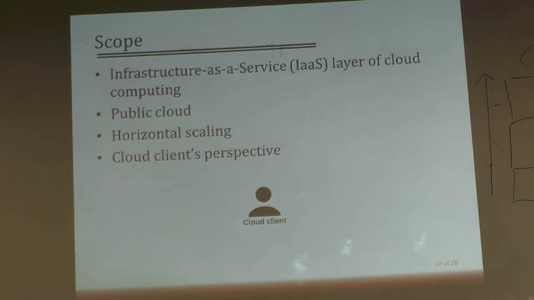Are you getting my point? That's horizontal scaling. Vertical scaling, you are starting with 1 or 2 virtual machines. You get to a stage where you need more capacity. You are not renting virtual machines.